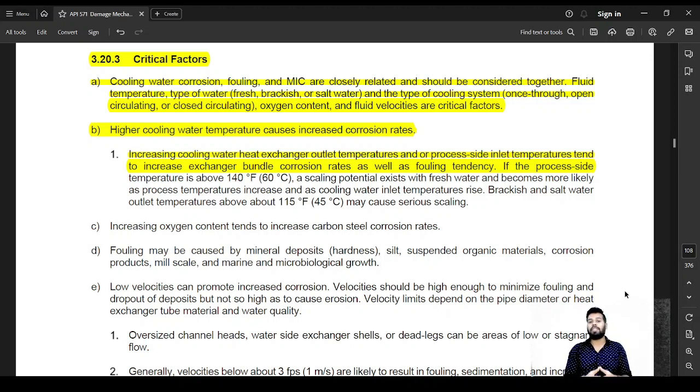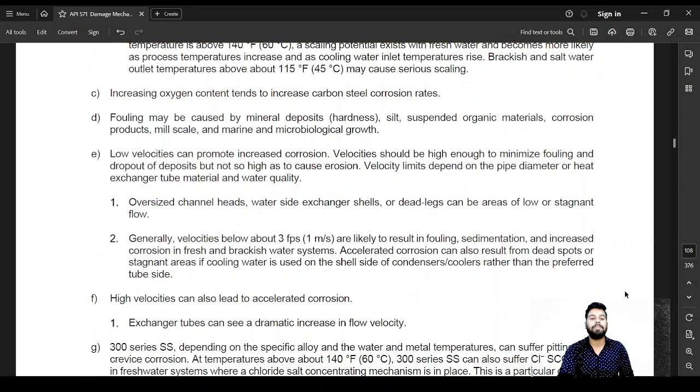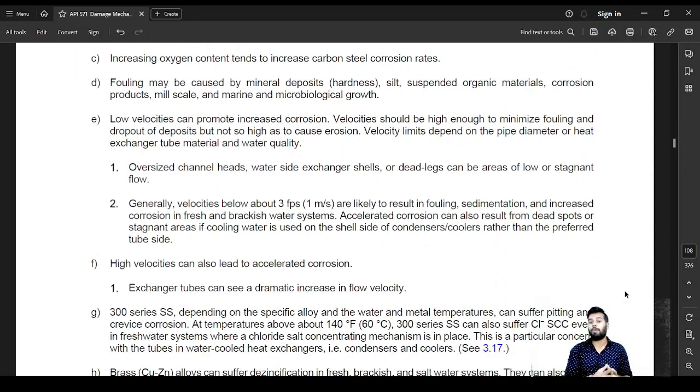Increasing cooling water heat exchanger outlet temperature and or process side inlet temperature tend to increase exchanger bundle corrosion rates as well as fouling tendencies. If the process side temperature is above 140 degrees Fahrenheit or 60 degrees Celsius, a scaling potential exists with fresh water and becomes more likely as the process temperature increases as the cooling water inlet temperature rises. Increasing oxygen content leads to an increase in carbon steel corrosion rates. Fouling may be caused by mineral deposits, silts, suspended organic materials, corrosion products, mill scale, marine and biological growth.